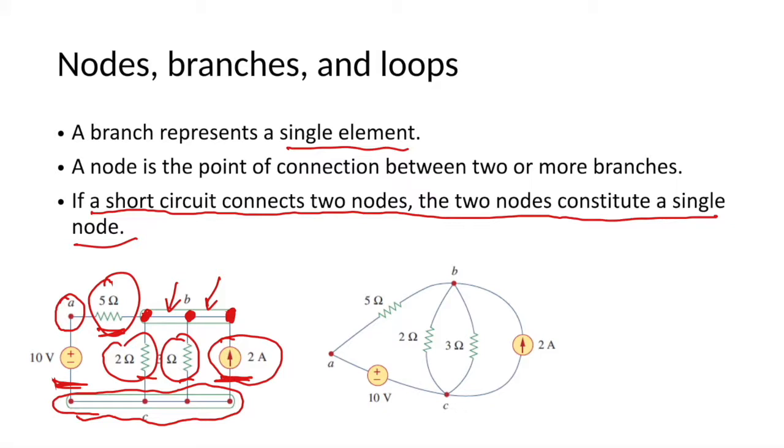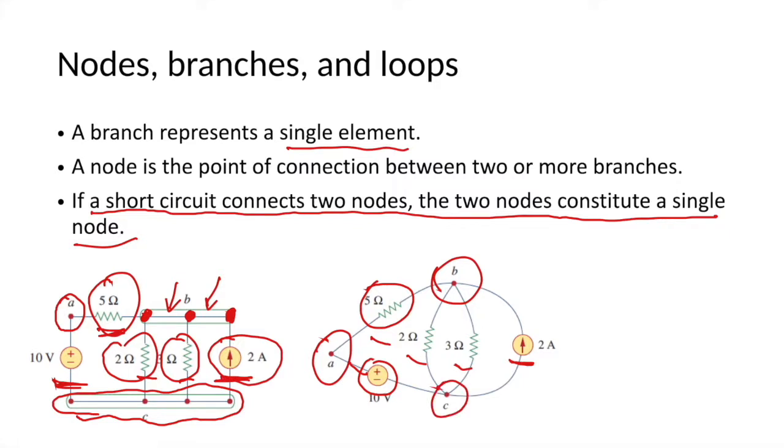The other example is in the second figure. Node A is connecting the 10-volt voltage source and the 5 ohm resistor. Node B is connected with 3 resistors and 1 current source. And node C is connected with 2 resistors, a voltage source, and a current source.